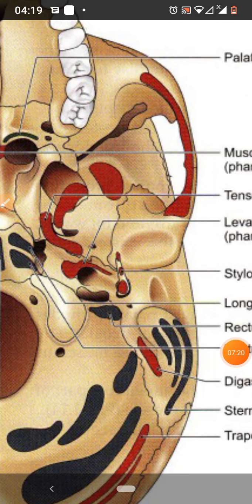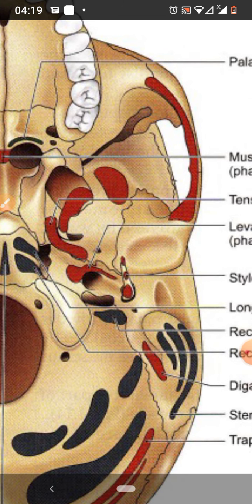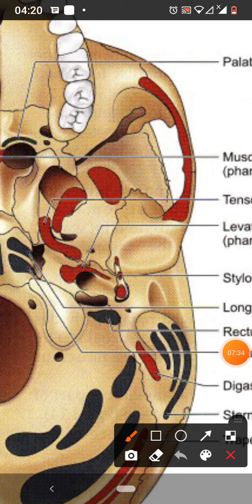So if we discuss the spine of the sphenoid, it gives origin to a few muscles. The spine of the sphenoid is related to a few nerves. Laterally, the spine of the sphenoid is related to the auriculotemporal nerve, and medially it is related to the chorda tympani nerve, and obviously the auditory canal is also passing medial to it.